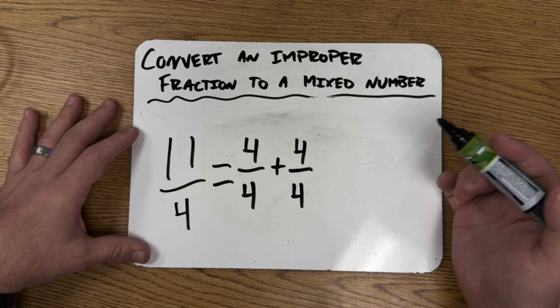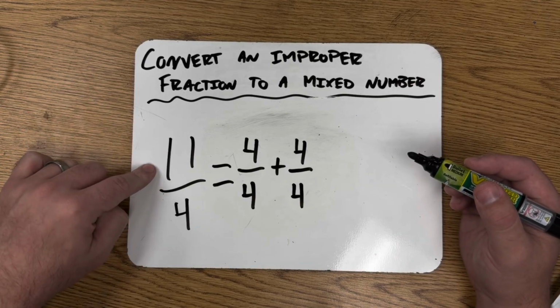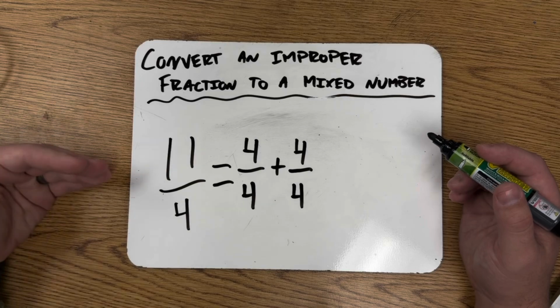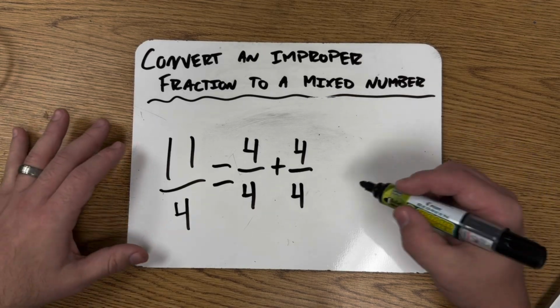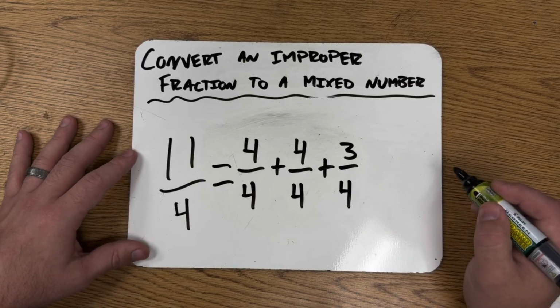I could reverse it as well, and I can ask myself, okay, 4 plus 4 is 8. How far away am I from 11, which is 3? I ask, can I take another 4 away from 3? The answer is no, so I go ahead and I write what is remaining, 3 fourths, okay?